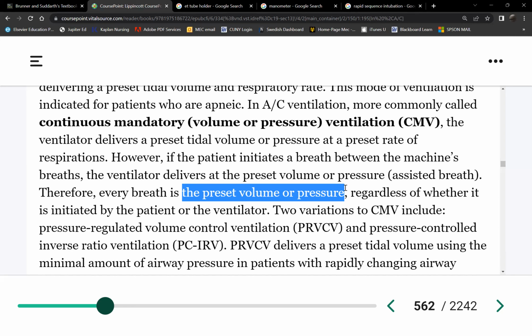Can they ever breathe less than 12? No, they will always get 12. Can they possibly get 24? Yes, they can add to it because it's up to the patient.